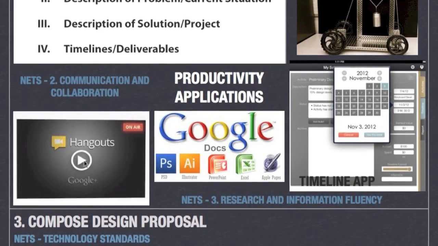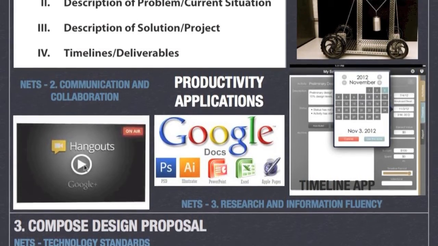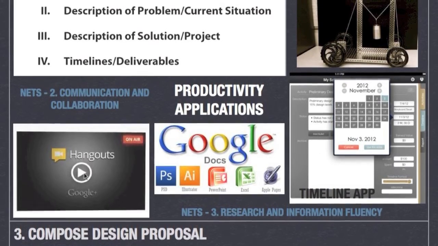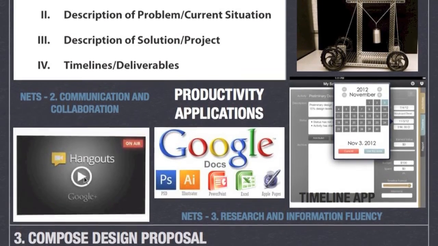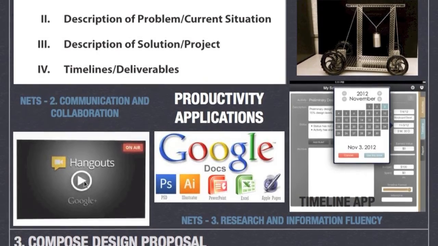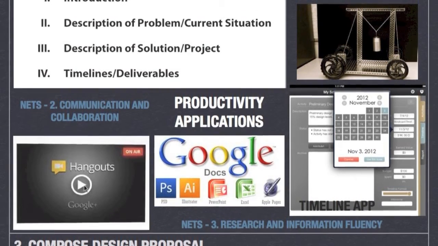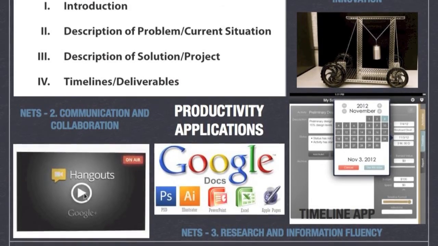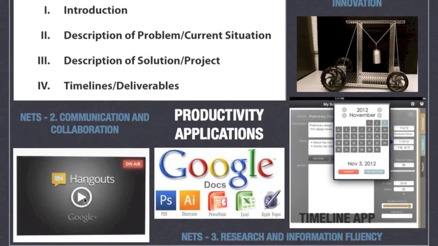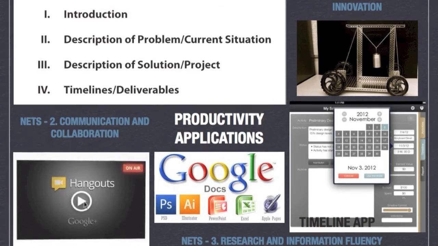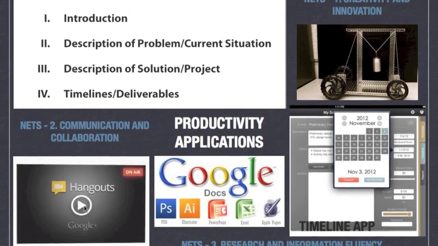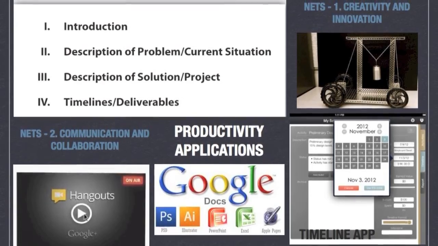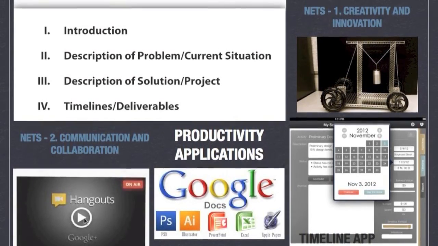For this unit, there will be a strong focus on technology standards. Students will have to compose a design proposal for their Simple Machines project and share that document using Google Docs. They will also have to keep track of their project using a Gantt chart application called Timeline. Students will use Google Hangouts to communicate and collaborate not only with their fellow classmates, but also with industry professionals who can assist them with their research and be able to generate feedback on their projects.